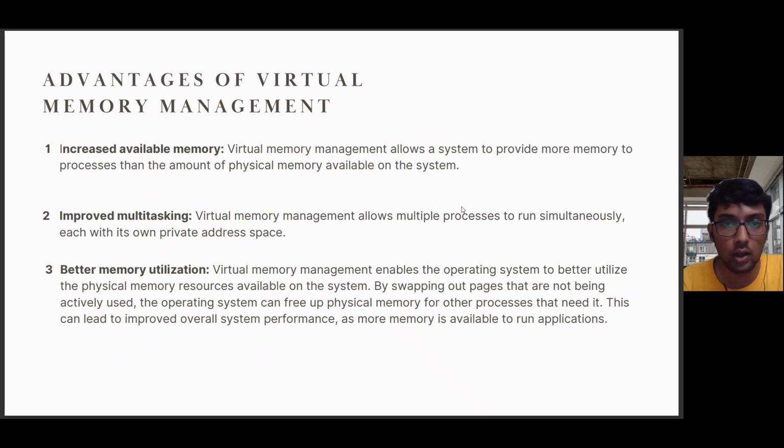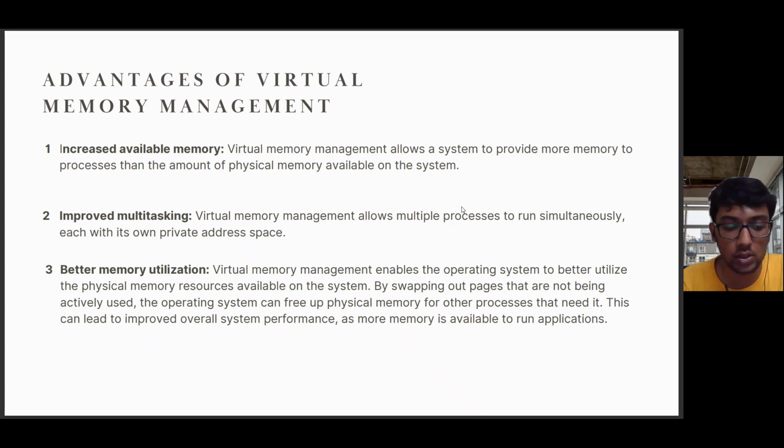Second, improved multitasking. Virtual memory management allows multiple processes to run together, each with its own private address space. This means that a process cannot interfere with another process's memory, leading to improved stability and reliability. Additionally, virtual memory management allows the operating system to allocate memory more efficiently, minimizing the impact of one process on the performance of another.